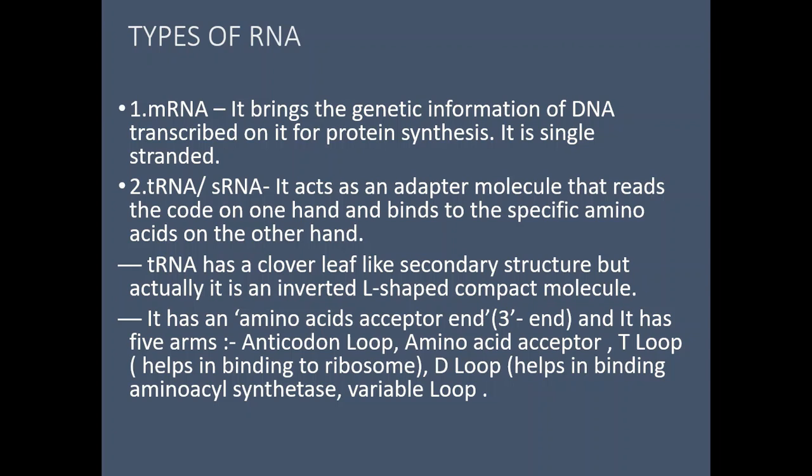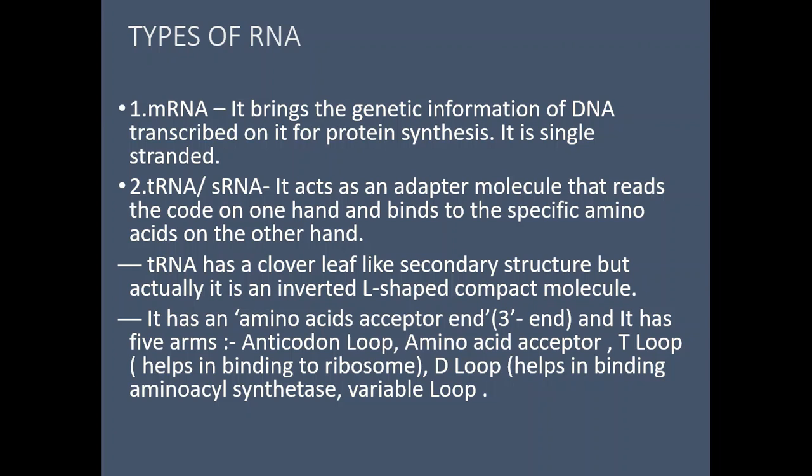It acts as an adapter molecule that reads the code on one hand and binds to the specific amino acid on the other hand. Transfer RNA has a clover leaf-like secondary structure, but actually it is an inverted L-shaped compact molecule. It has an amino acid acceptor end, that is 3' end, and an anticodon loop where the three bases are complementary to the bases of the codon of particular amino acid.